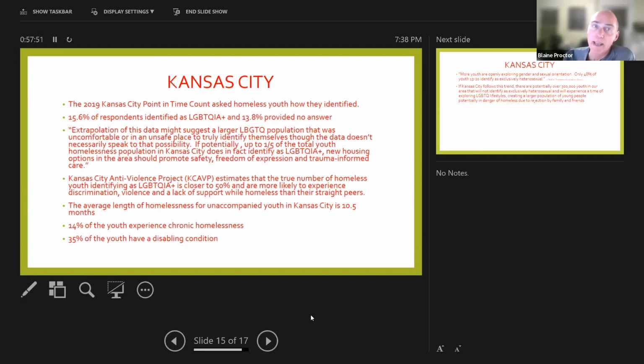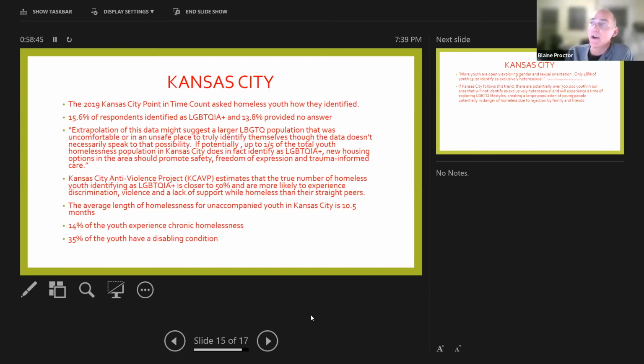But in 2019, the Kansas City Point in Time count asked homeless youth how they identified. It was the first time that they'd ever done it. 15.6% of the respondents identified as LGBTQIA. 13.8% provided no answer. And the CoC, the Continuum of Care, put out this quote that says the extrapolation of this data might suggest a larger LGBTQ population that was uncomfortable or in an unsafe space to truly identify themselves, though the data doesn't necessarily speak to that possibility. Potentially up to 1/5 or 20% of the total homeless population in Kansas City does in fact identify as LGBTQIA.